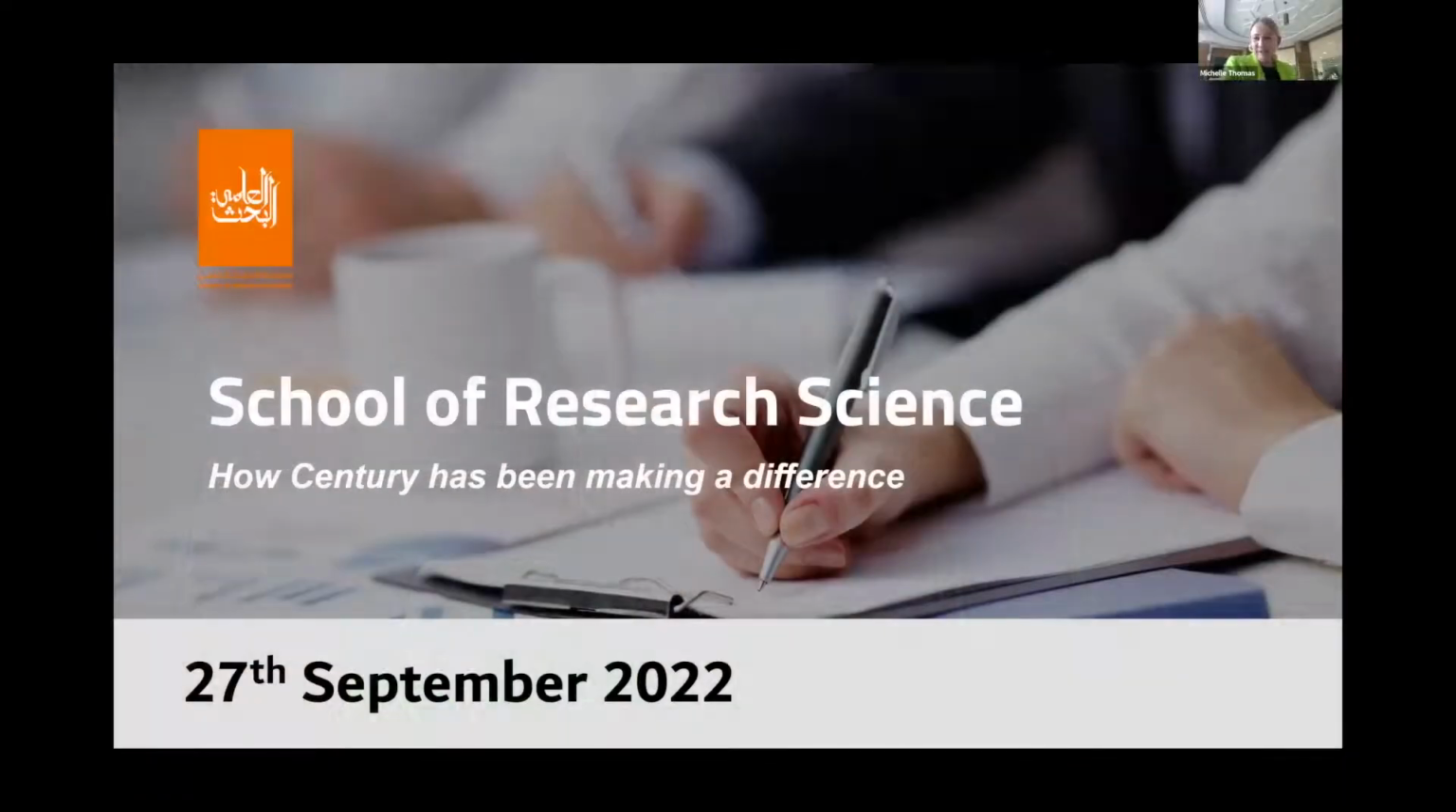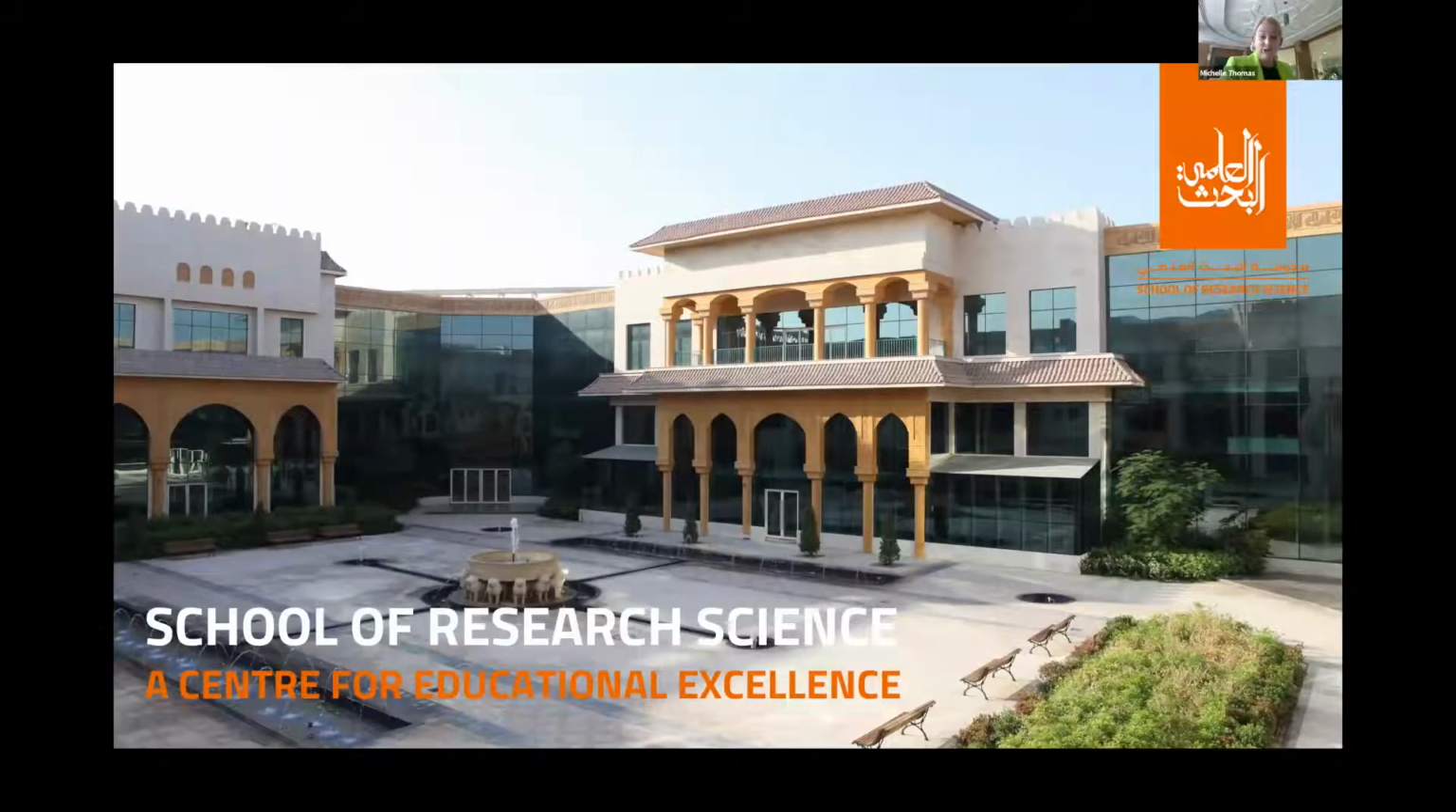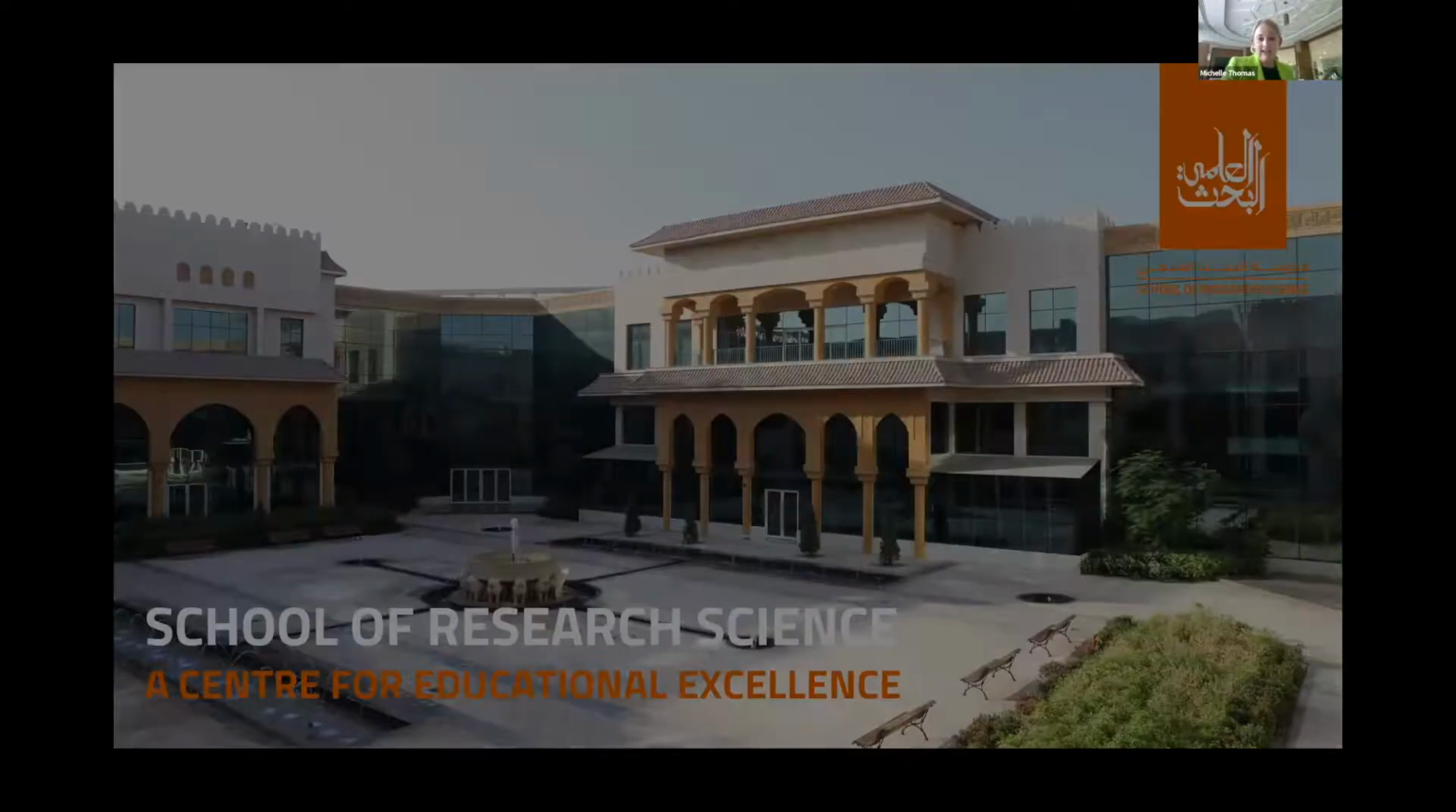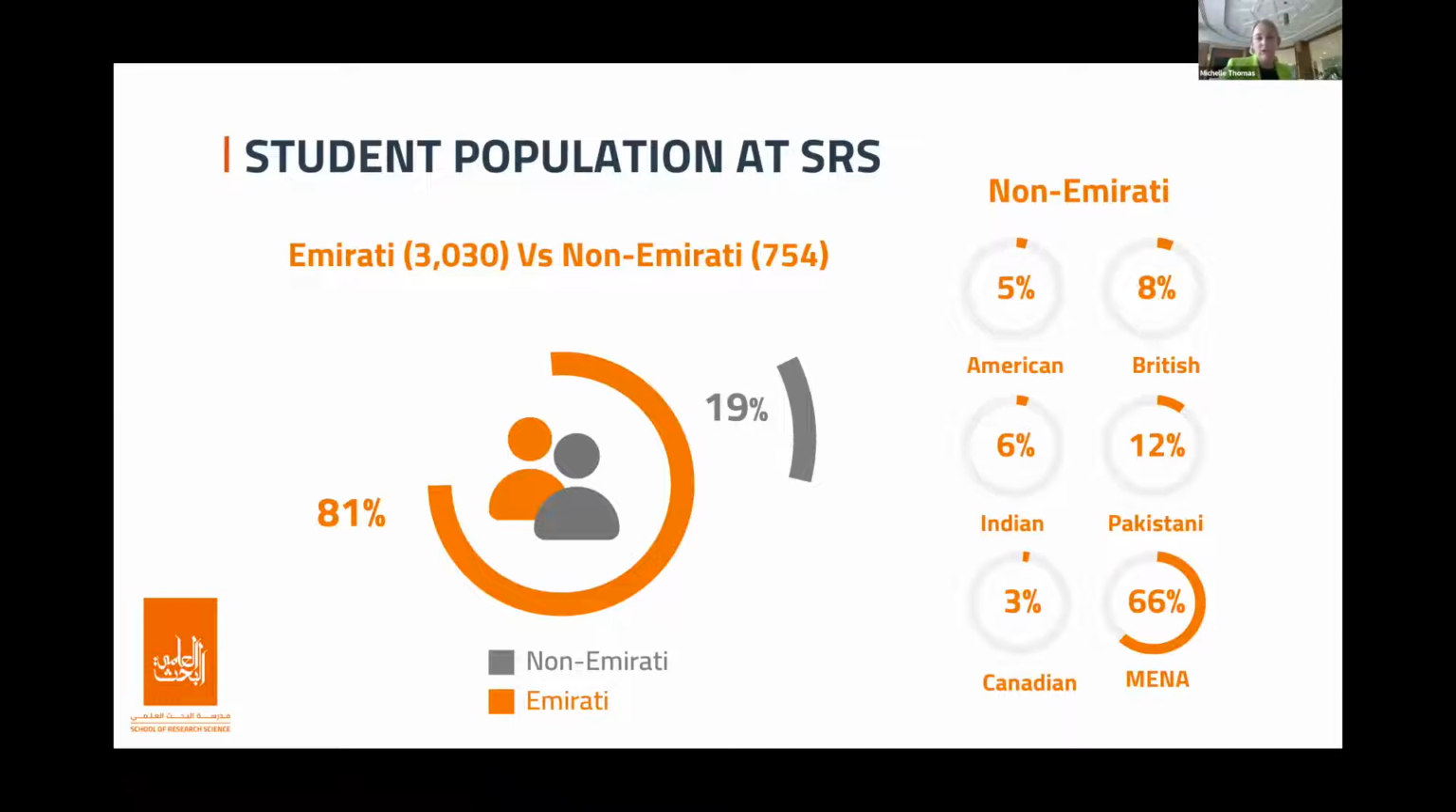All right, so welcome to School of Research Science. As I said, we're going to talk to you a little bit about how Sentry has been used in the school and how it's made a difference. For those of you that don't know SRS, as we call it, here's a glimpse of part of the school. It is huge. It's based on 2 sites here in Al Waqa, here in Dubai, and predominantly, we serve a local population. We have over 3,700 students here. We're an all-through school, so from FS1 or nursery for our English colleagues, all the way up to year 13.